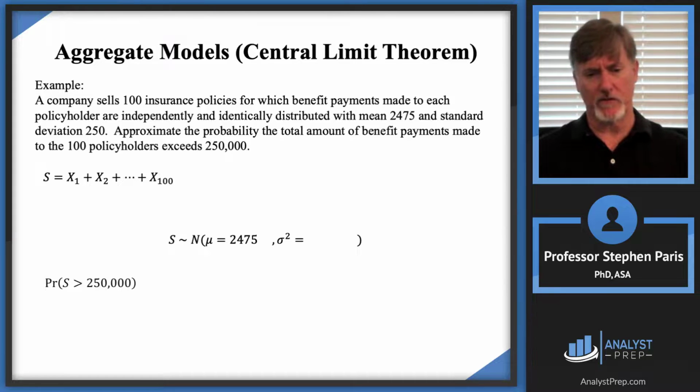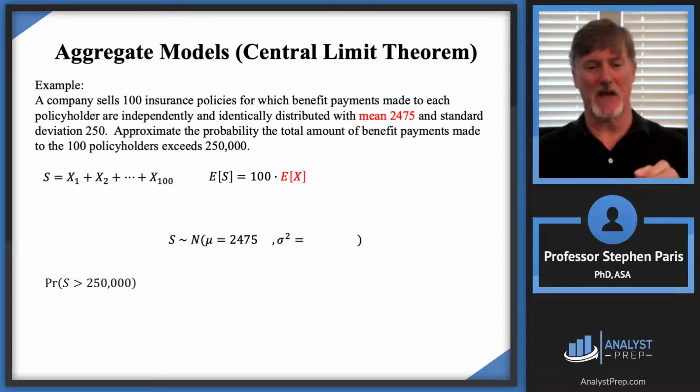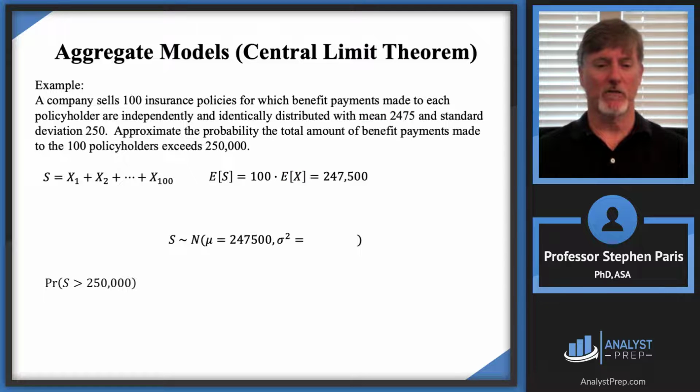Actually, the 2475 shouldn't be there. I don't know what happens on my spreadsheet, anyway, I wanted to hide that 2475 because that's not the answer. The first parameter here is the expected value of cap S, and the expected value of cap S is 100 times the expected value of cap X, so it's 100 times that 2475. So actually the first parameter is 247,500, which is the mean of cap S.